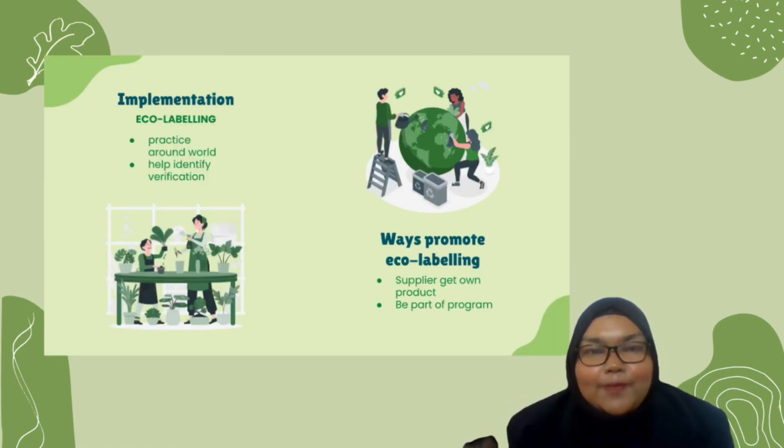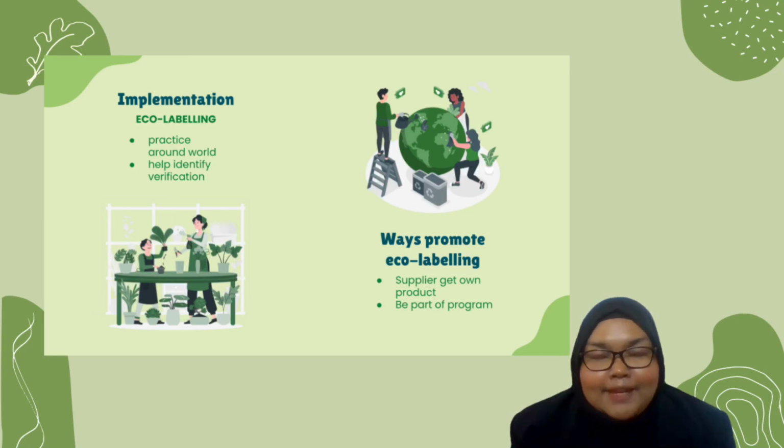Next I will present the implementation of environmental supply chain management, which is through the use of eco-labeling. Eco-labeling is certified and practiced around the world, and it can help in identify and provide the verification on the environmental friendly product. There are two ways in promoting the eco-labeling. The first one is by encouraging the suppliers to get their own product eco-label, and the second one is inviting suppliers to be part of eco-labeling product. It can contribute with some selected components to this eco-labeling product.